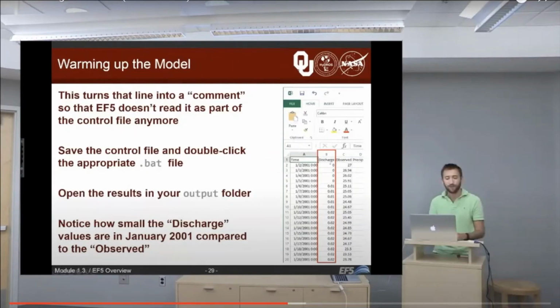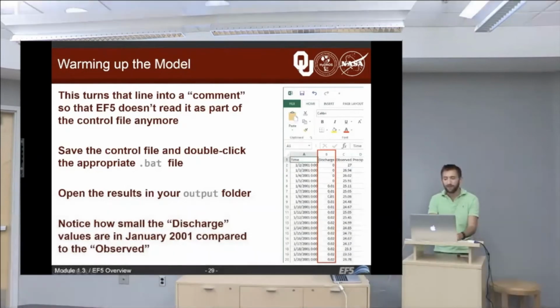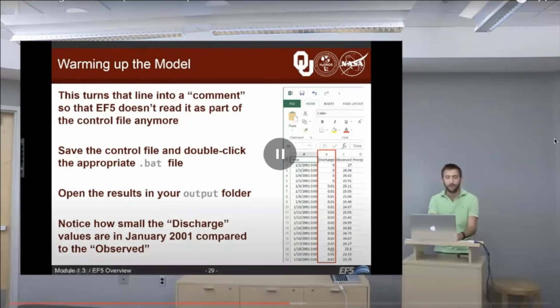are compared to the observations. The discharge in this screenshot are all 0 or 0.01 or 0.02.